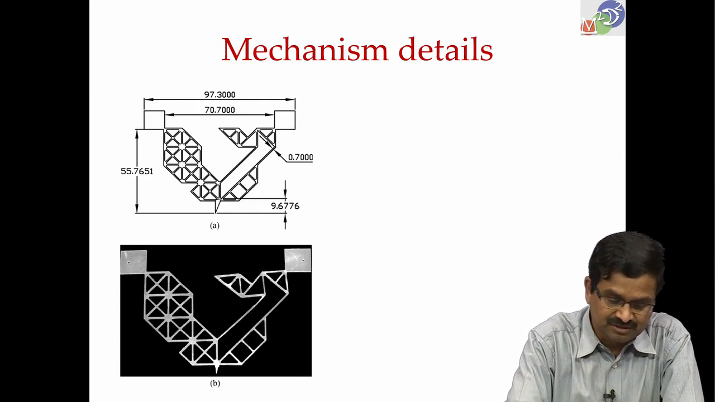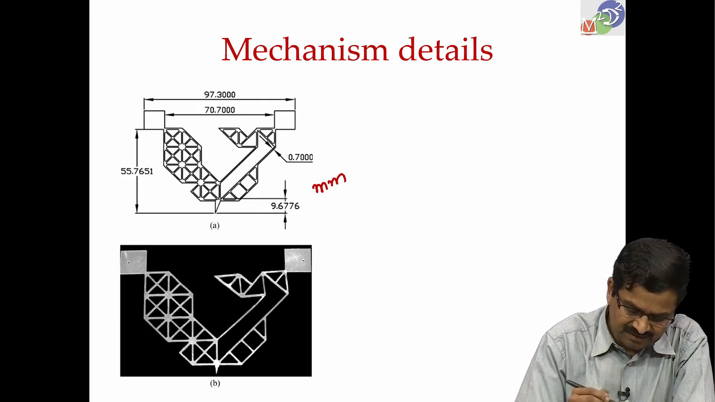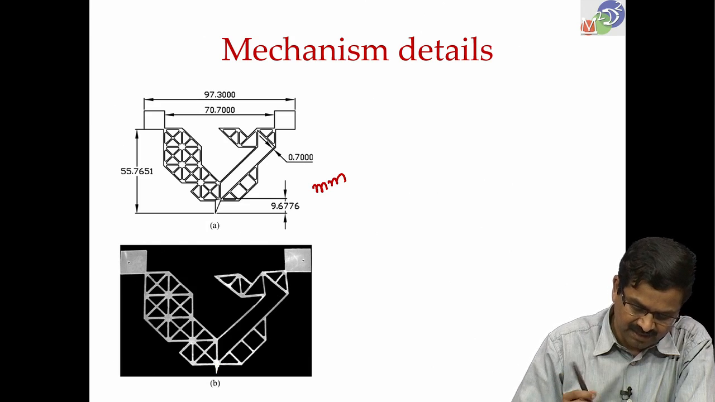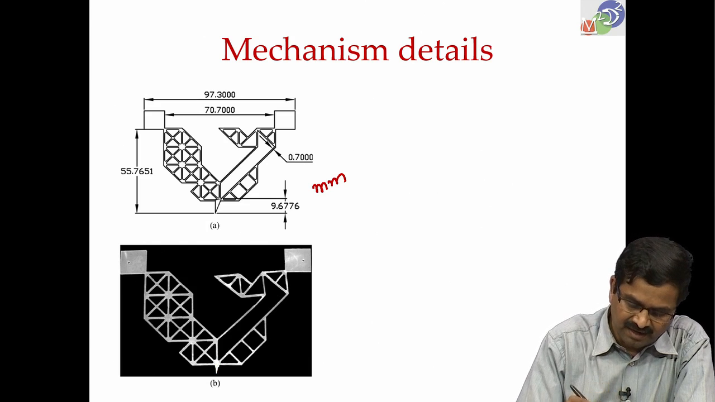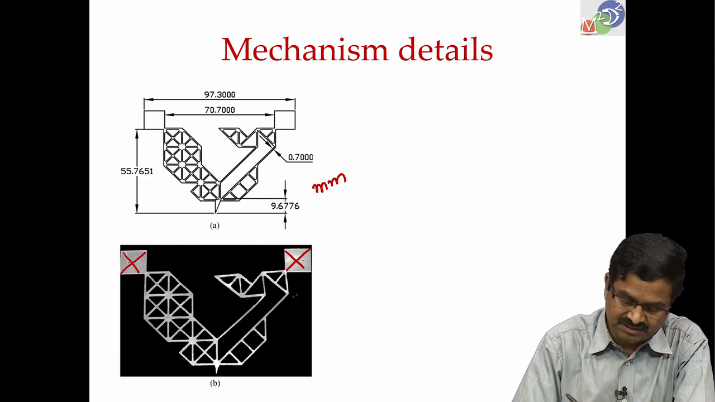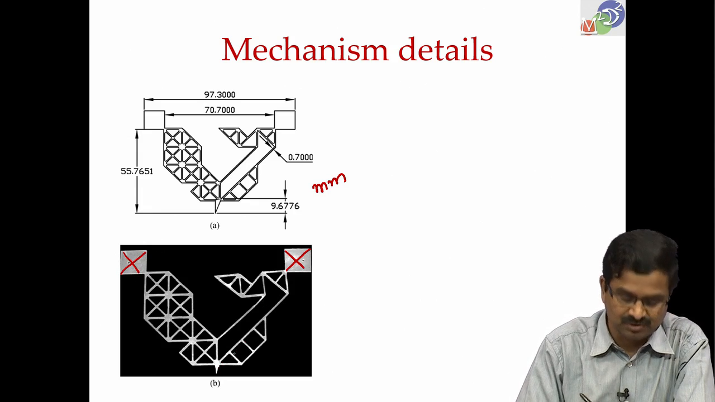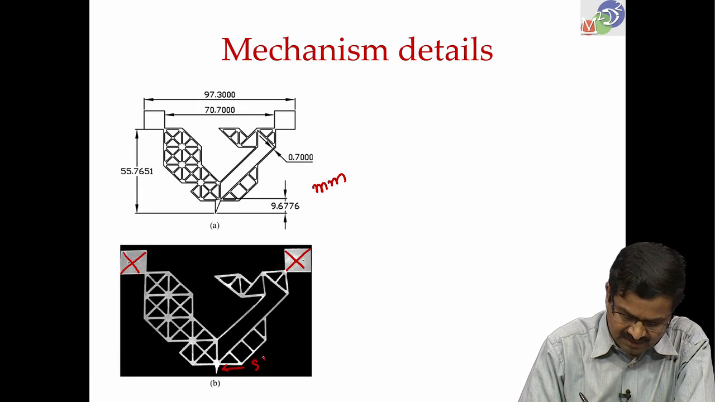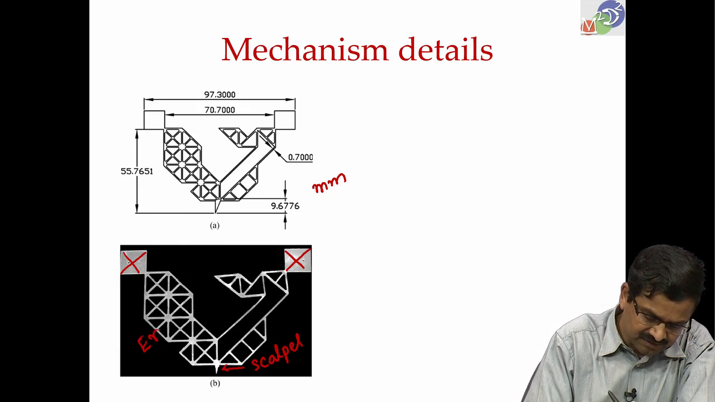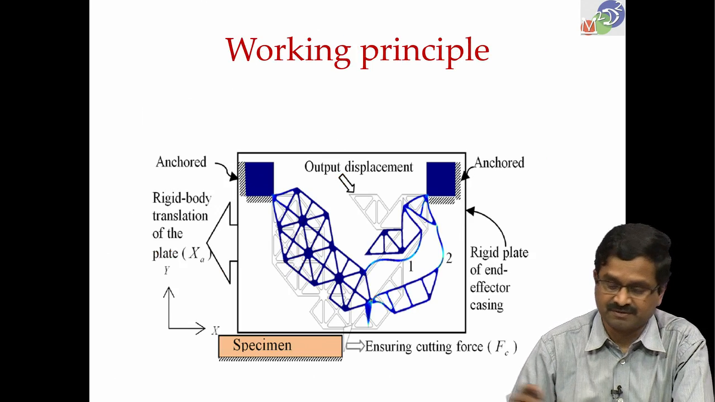Here are the details of the mechanism, all dimensions are in millimeters. The blade is here, which is shown over there. That is the blade attached to the mechanism, and these are going to be attached to a carriage, the whole thing will be moved to cut. This is what we now call the compliant end effector for the cutting tool. The cutting tool, the scalpel, is here, and this is the end effector. Like a robot end effector, we now have a compliant mechanism end effector.